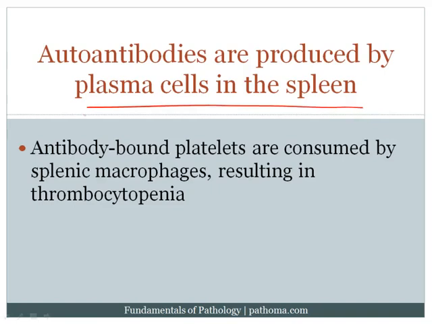And interestingly, what happens is these antibodies are produced, they go out into the blood, they bind the platelets, and when they bind the platelets, the macrophages within the spleen actually eat those antibody-bound platelets. So the antibodies are made in the spleen, and the platelets that are bound by the antibodies are consumed by the macrophages in the spleen. So the spleen is making the antibody as well as consuming the platelets that are bound to the antibody. And of course, when the platelets are consumed, that's what results in the thrombocytopenia.